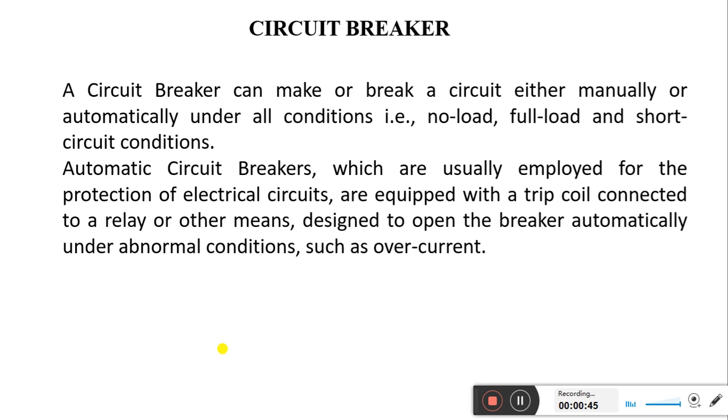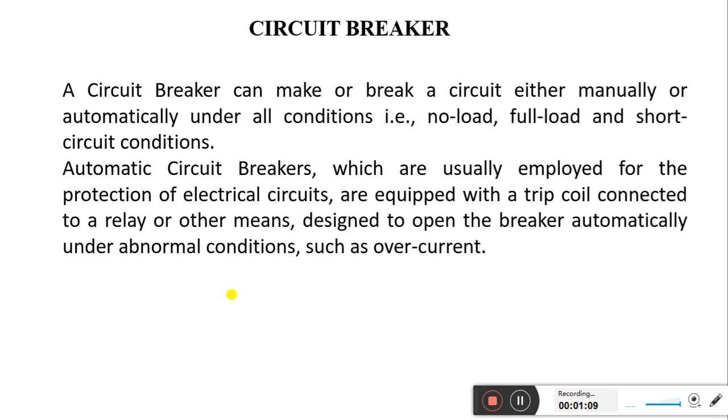Once we supply a current to this relay, the relay gets magnetized or energized, causing the magnetic plunger to pull down so that the moving contact gets opened and the circuit breaker interrupts the supply. So that is the purpose of the circuit breaker.